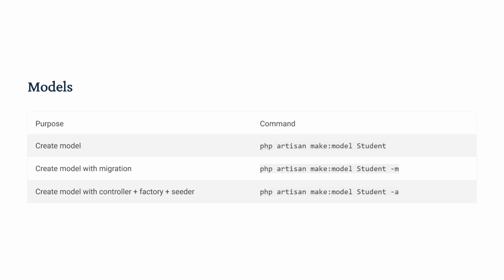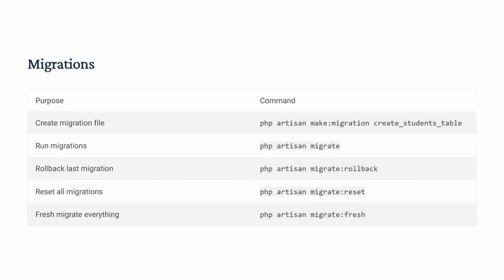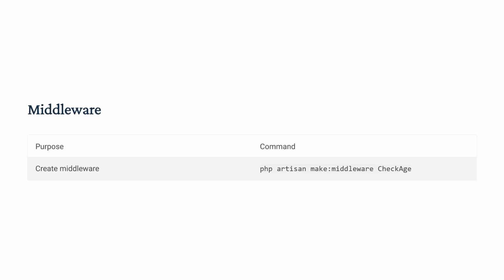Here is how it is displayed. This command is used to create a model for database tables. If we write -m at the end, then it will create a migration also. This command is used for migration, like running migrations, creating a migration file, rolling back migrations if some mismatch happens, resetting all migrations, and so on.